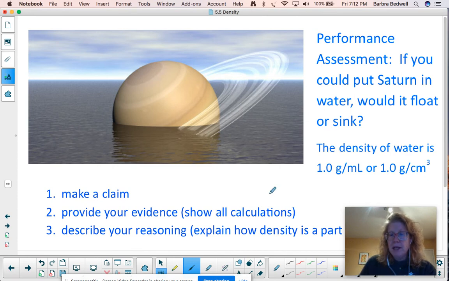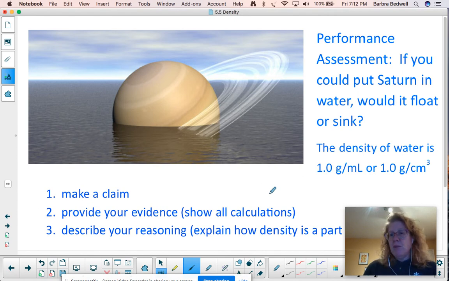This is going to be an assignment that is worth more points. We call this a performance assessment. Basically, have you learned anything? As a process of doing this, your job is going to be to set up a little argument for me. I want to know if Saturn floats or if Saturn sinks.